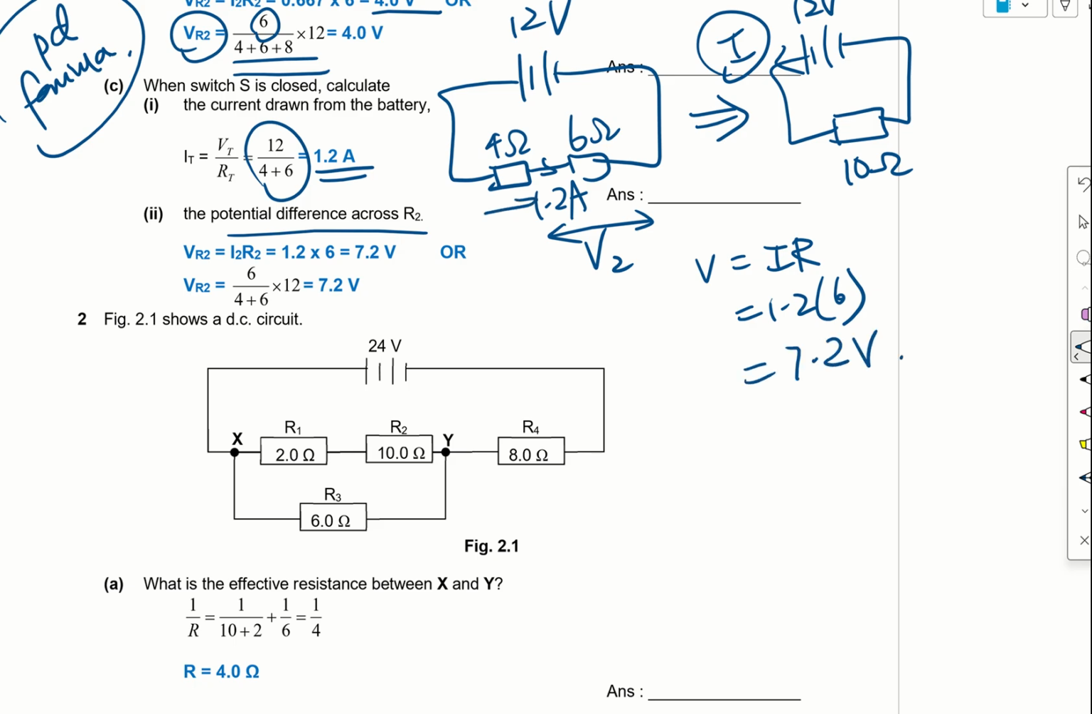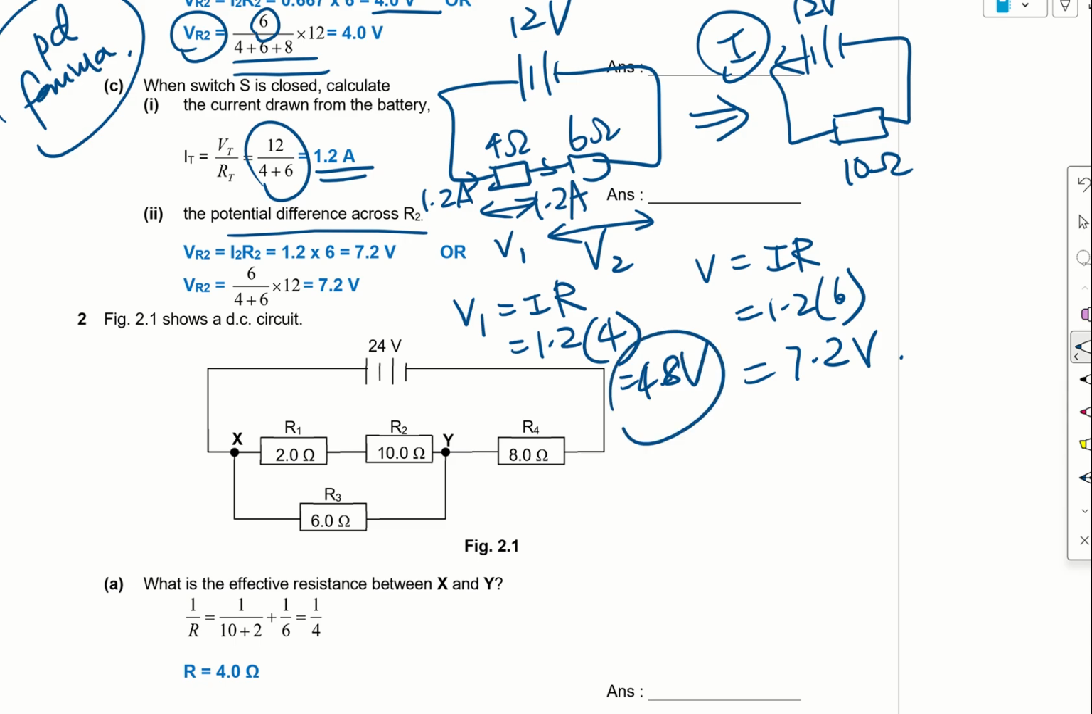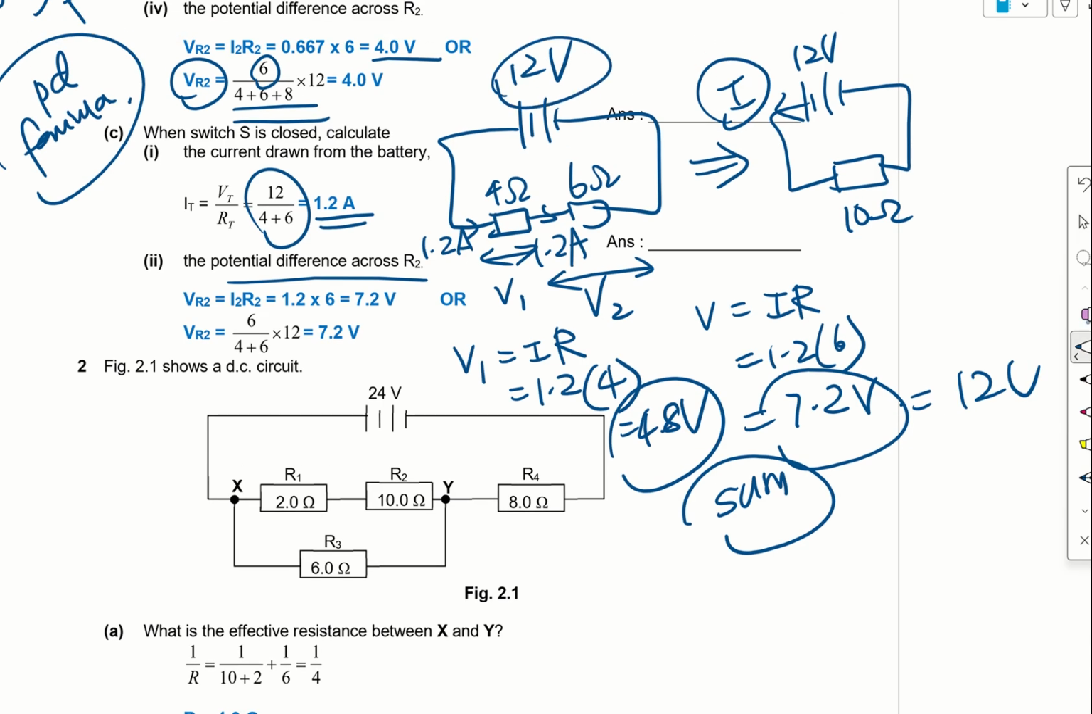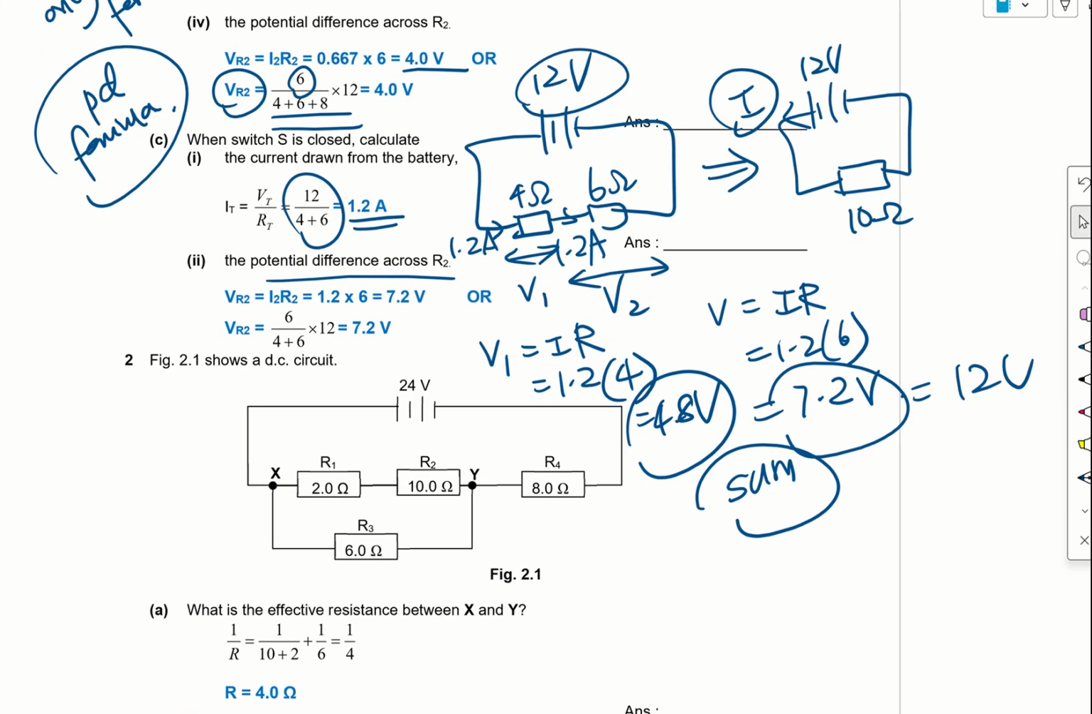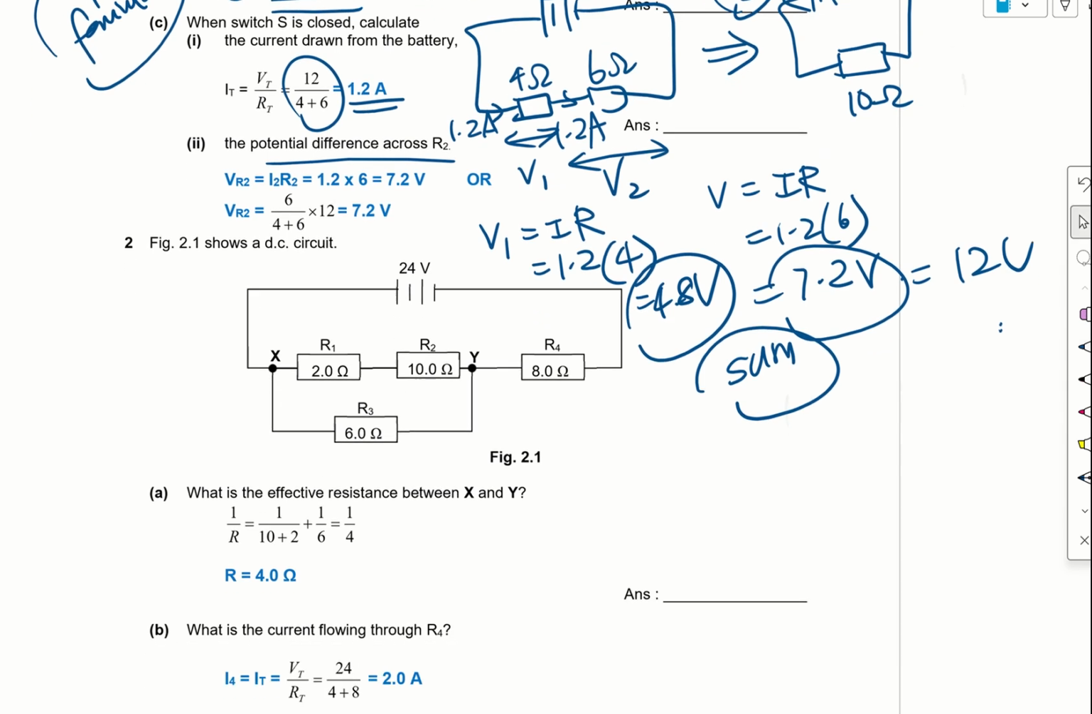Okay, just for practice, can we calculate the potential difference across the 4 ohm? We call it V1. Okay, we know that the current is the same, 1.2 ampere, so V equals I multiplied by R, equals 1.2 times 4 ohm, we get 4.8 volts. Now if we sum them up, it will be equal to 12 volts, which is actually the EMF that is being supplied to the circuit. Okay, so in series, the potential difference is summed. The current is the same.